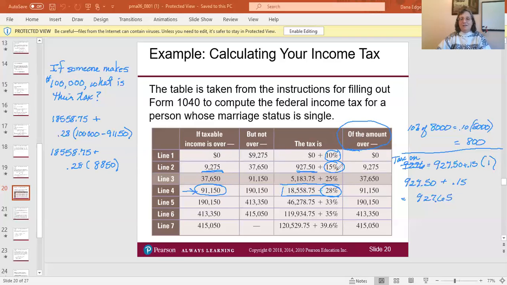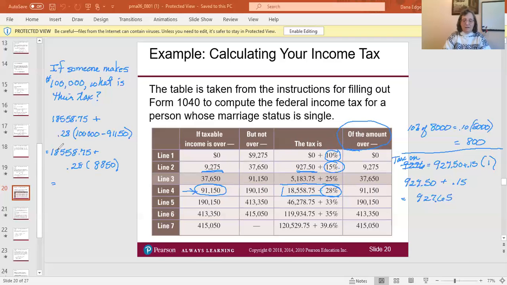Now recall, they're paying 10% on the first 9,275, 15% on the amount that's above 9,275 but below 37,650, 25% on the amount between 37,650 and 91,150, and they've already totaled that up. That's where the 18,558.75 comes from.